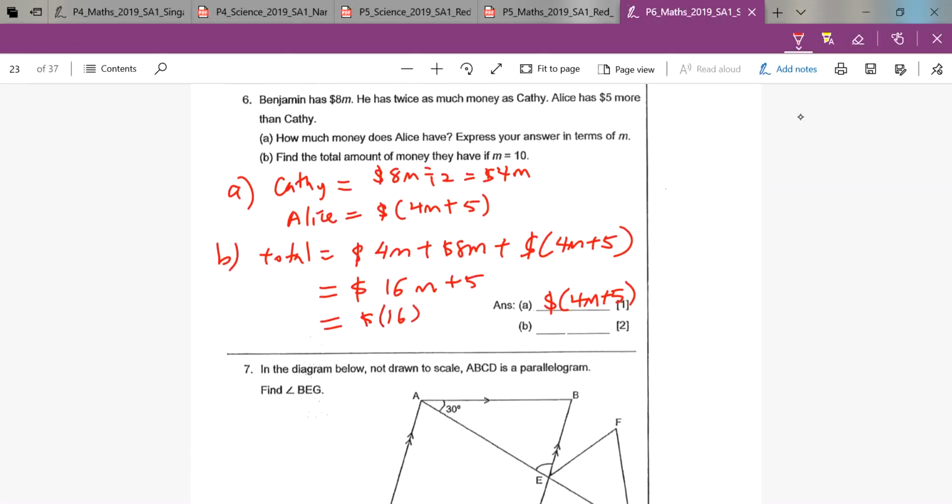This one is 16 times 10 plus 5. Put brackets, so it will be 165. 16 times 10 is 160, 160 plus 5 is 165.